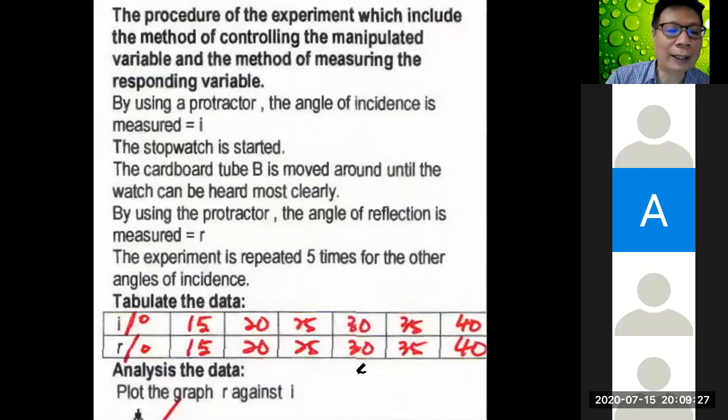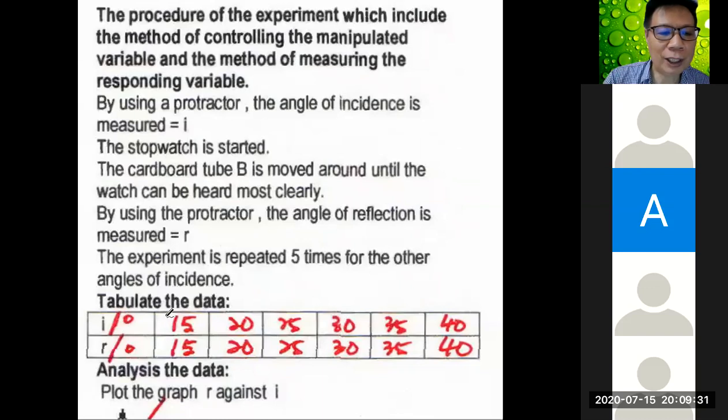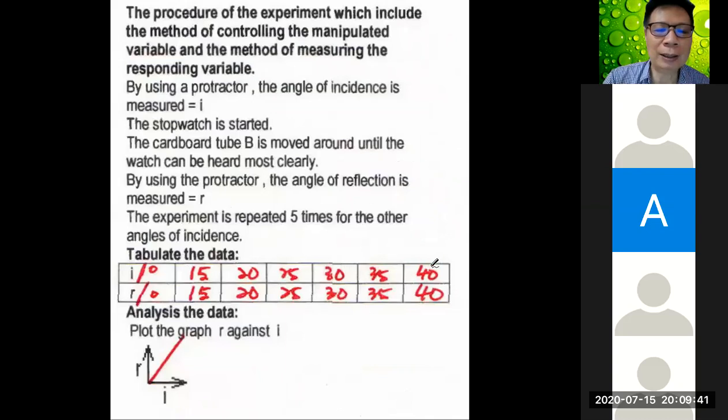Yeah, so you get the result like this. Like just now, angle incident 15, reflection 15. Increase to 20, you also get 20. Same. Okay. So when you see angle incident getting bigger, angle reflection also getting bigger. So it's a directly proportional graph now. So the result is like that. So this experiment carry out to show the reflections of sound wave.